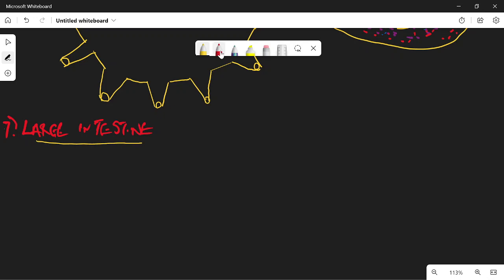So the large intestine is where we have the removal of the undigested materials, the indigestible substances. In mammals, the large intestine is bigger than the small intestine. Yes, that is why it is called the large intestine, because it is larger in size than the small intestine. It is connected to the end of the ileum. The ileum is also referred to as the small intestine.